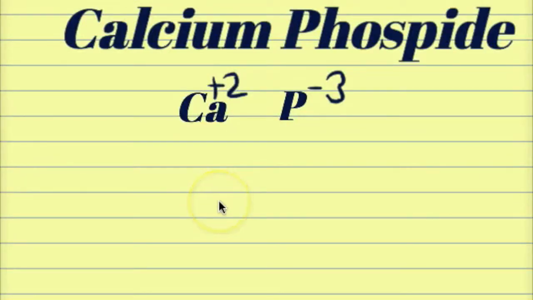For this example from names to formula, we're going to use calcium phosphide. We will need the charges for each. So to find the charges, you will look at your periodic table.